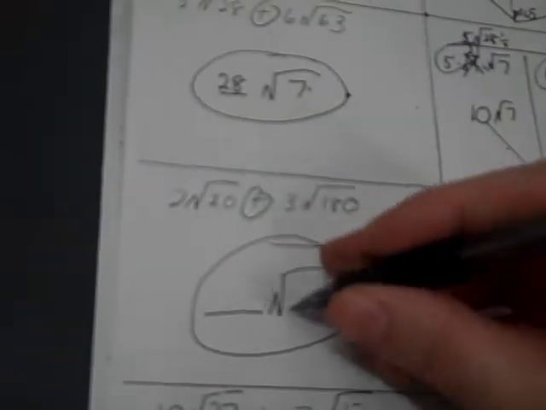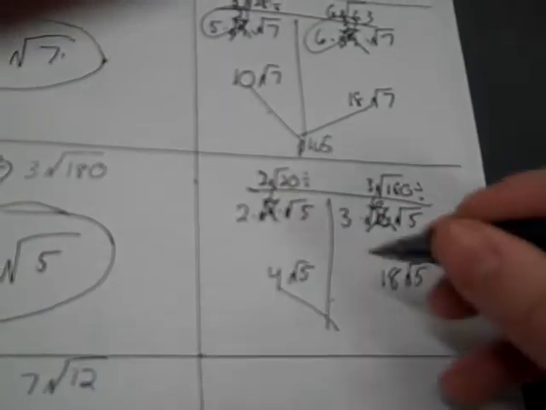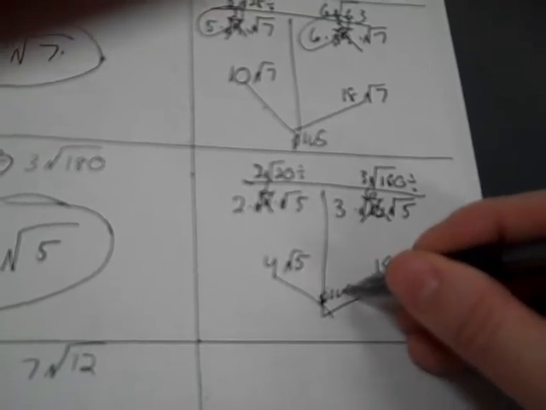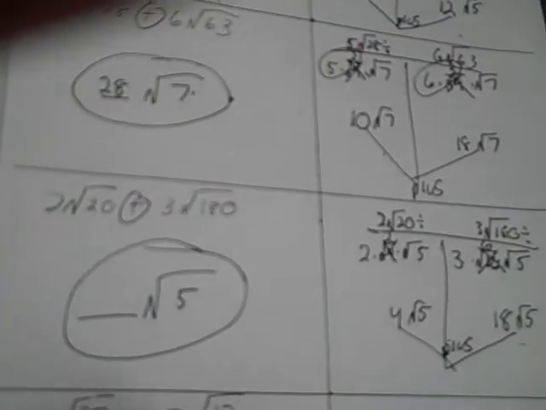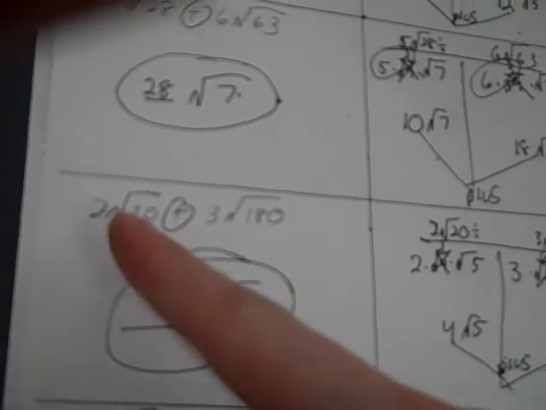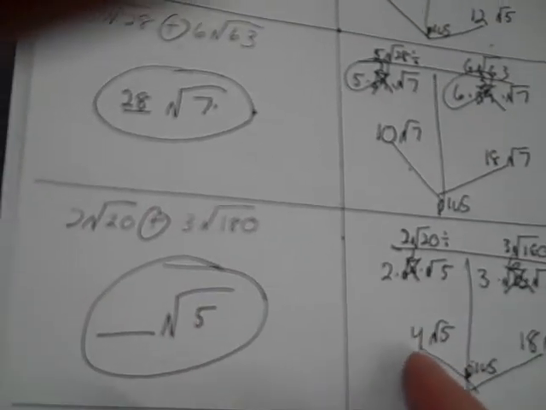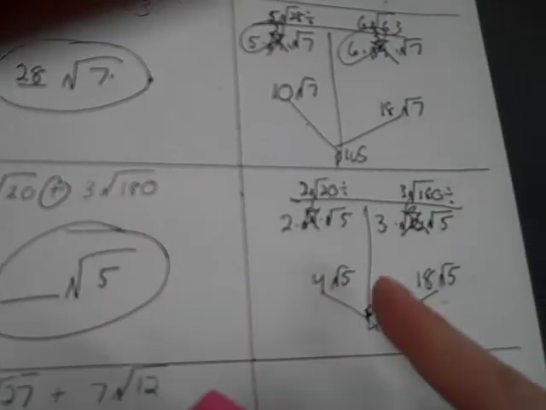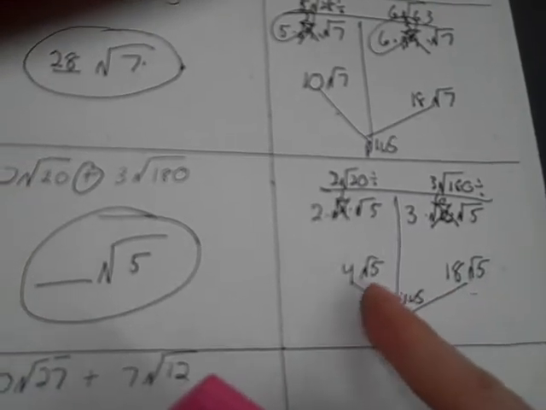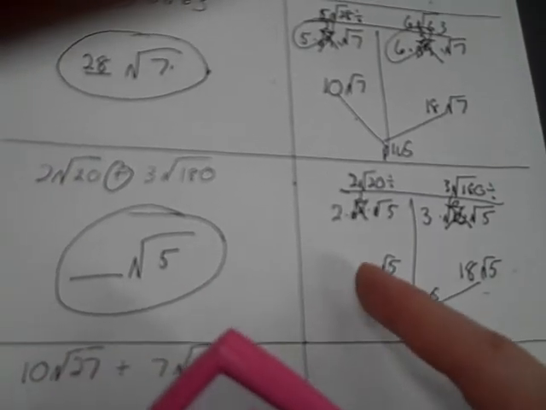Okay, so what do you have in each square root? You have a 5. And then you add the outsides. Why do you add? Well, because that's the operation you have. You've rewritten this as 4 square root of 5. You've rewritten that as 18 square root of 5. Well, now you have nothing but square root of 5. You have 4 plus 18, so you have 22 of them.